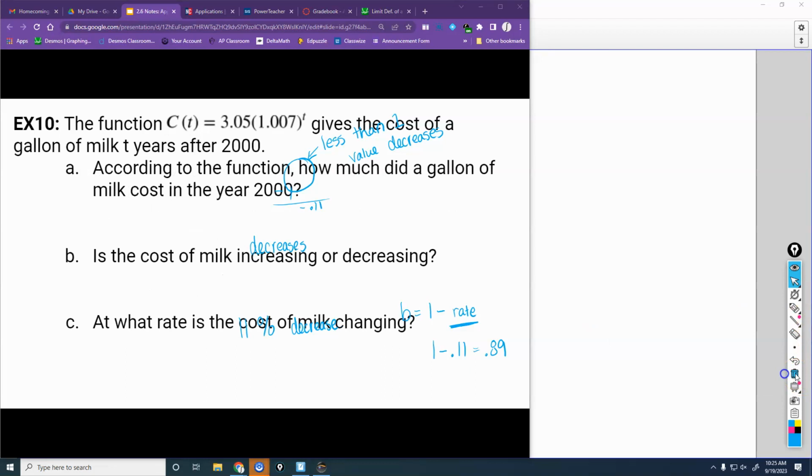All right, here's another question. We've got this equation. It gives the cost of a gallon of milk in T years after 2000. According to the function, how much did a gallon of milk cost in the year 2000? I meant to ask you this question like this time. What is it? 3.05, because in the year 2000, that's your starting value, right? That's the year you start. So it's just that number right there. You could also plug in a 0. It'll give you the same answer if you plug it in. But you thought a gallon of milk cost $1.30? You need to go grocery shopping.